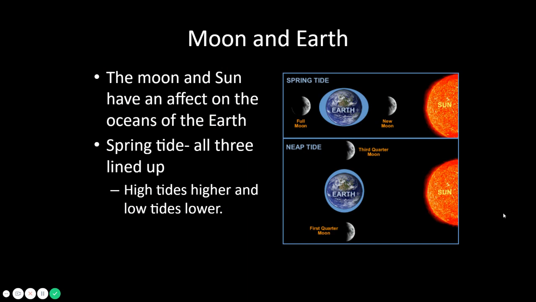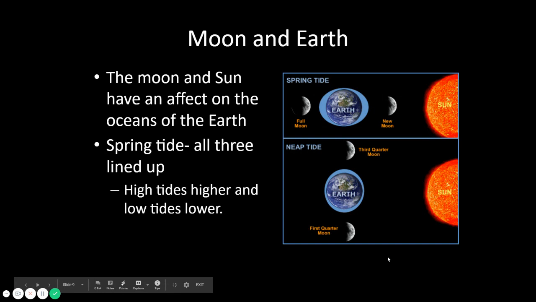Now, the moon and the Earth. The moon and the sun have an effect on the oceans of the Earth. Okay, when the moon, sun, and Earth all line up straight, you get spring tide. This tide is the highest high tides and the lowest low tides.